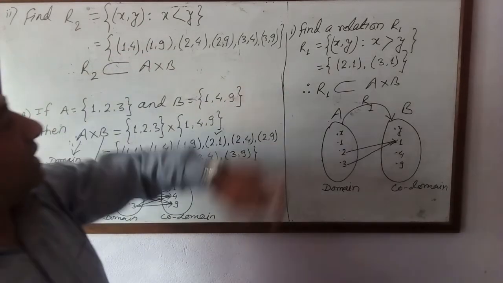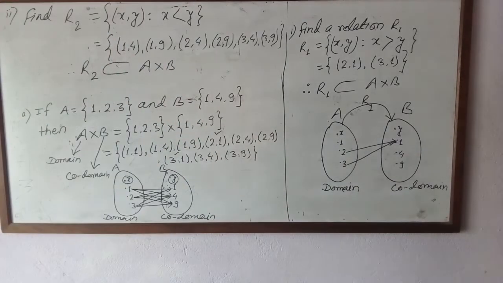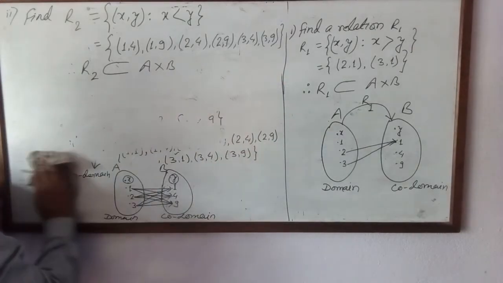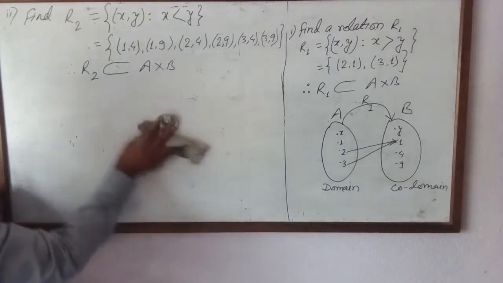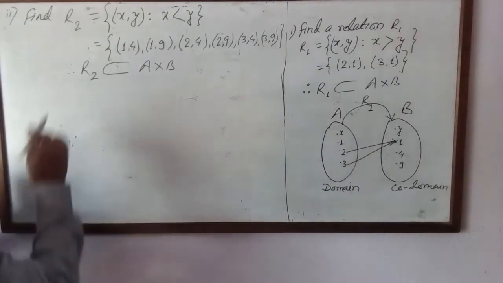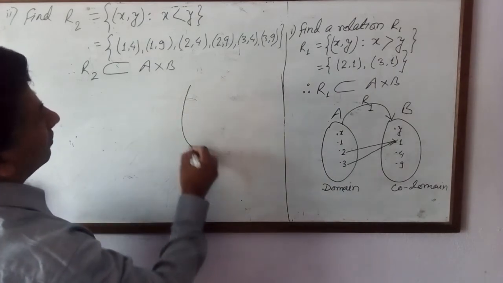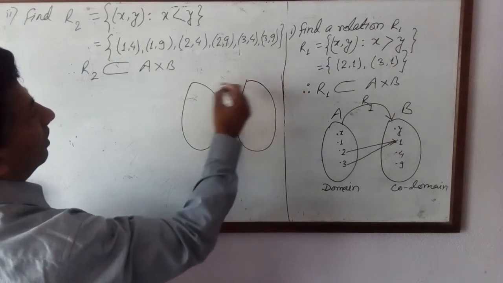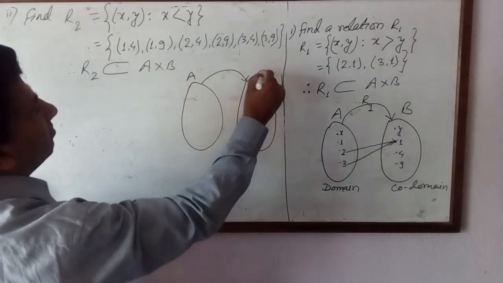Now these two are examples. Now I'll show the diagram of this one. Now I draw this. After this I'll explain the types of relations. Now in this R2 I'll show here. Now this one is set A, set B.